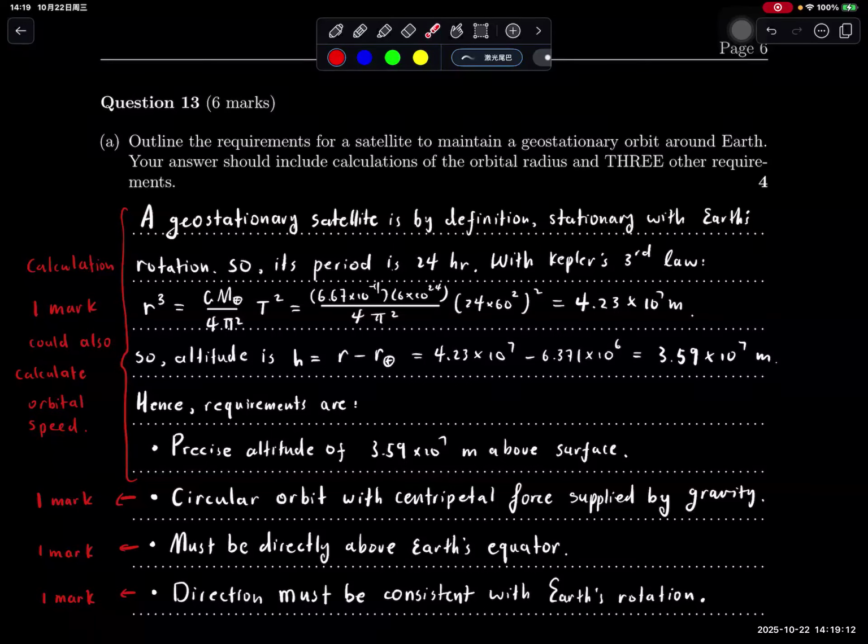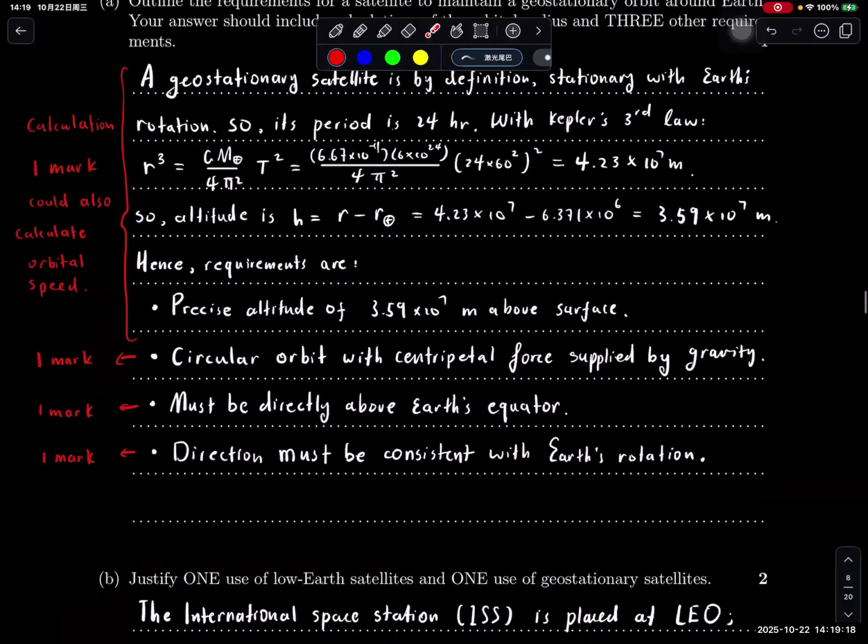Using Kepler's law to calculate the radius, we have to go to this precise altitude, and we need a circular orbit with the centripetal force provided by gravity. It must be directly above Earth's equator. That's another requirement. A geostationary satellite is by definition stationary relative to Earth's rotation, so it has to be above the equator to be relatively stationary. Also, you have to move in the direction in which Earth is rotating. That's the last one.